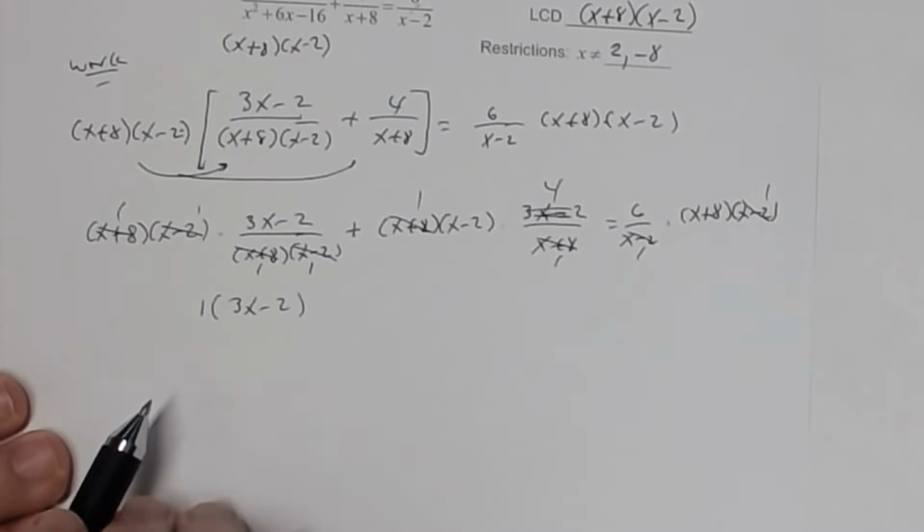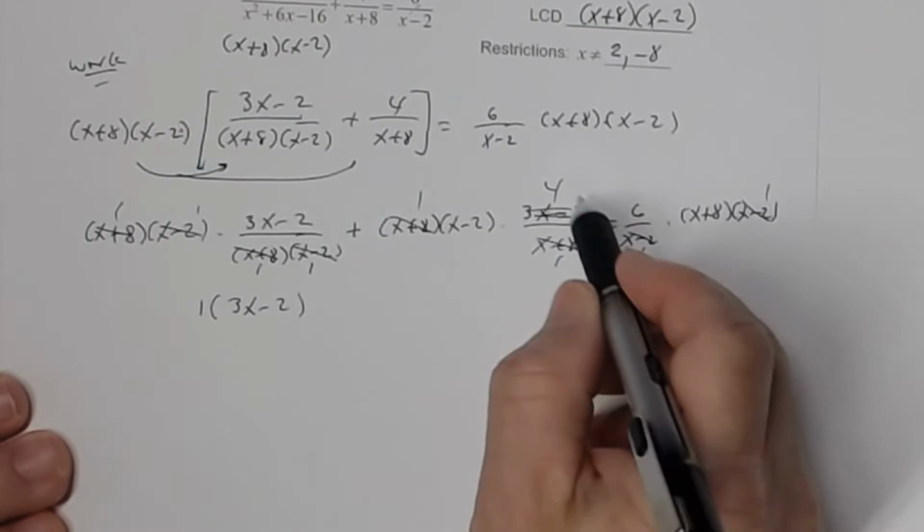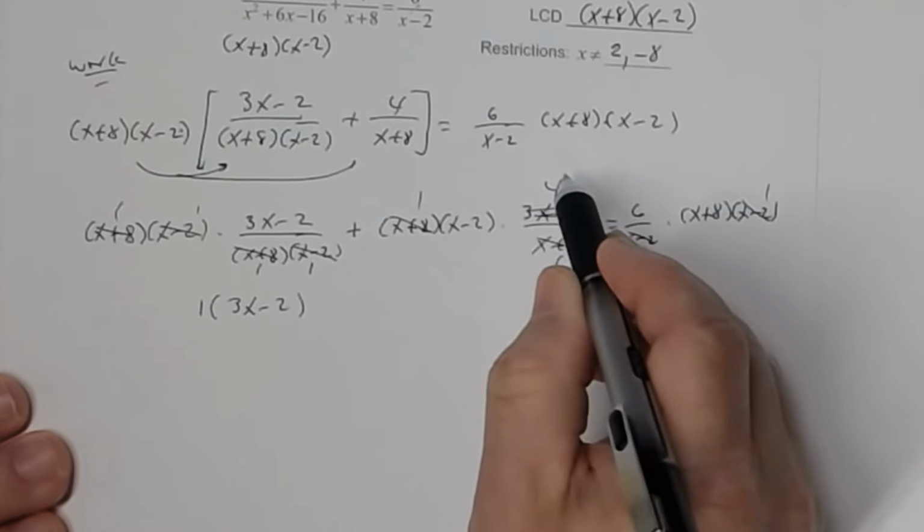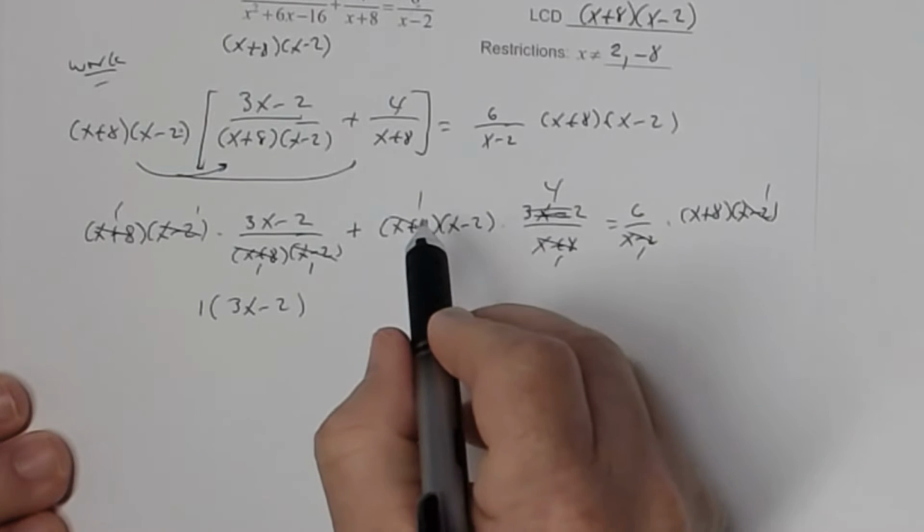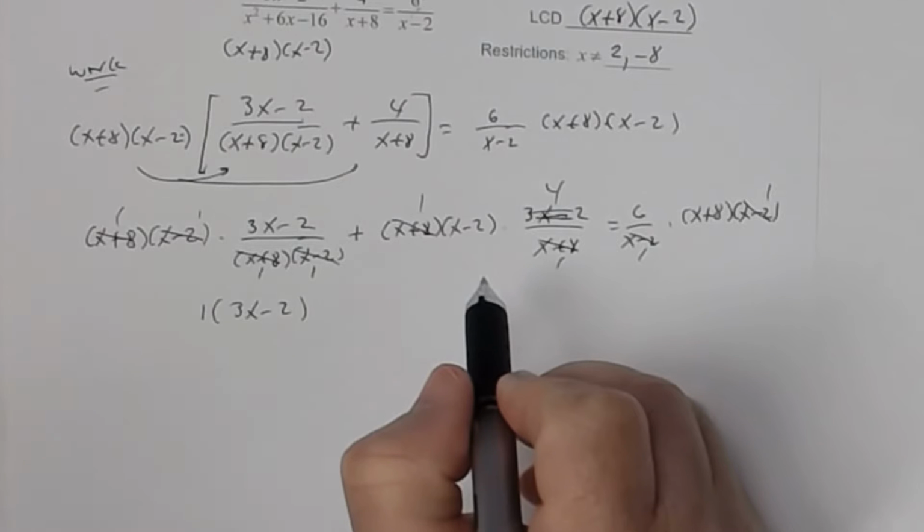1 times 3x minus 2. Over here, let's talk about this. So 4 divided by 1 is 4. Now remember, multiplication is commutative. The order in which you multiply does not matter.